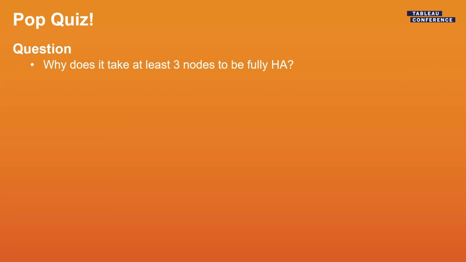Why does it take at least 3 nodes to be HA? Quorum, right. It's the coordination service that's doing that, because in order to duplicate that at all, it has to be an odd number. So you can't have multiple ones running without having at least 3. And so that's why you've got to have at least 3 nodes in order to be HA.